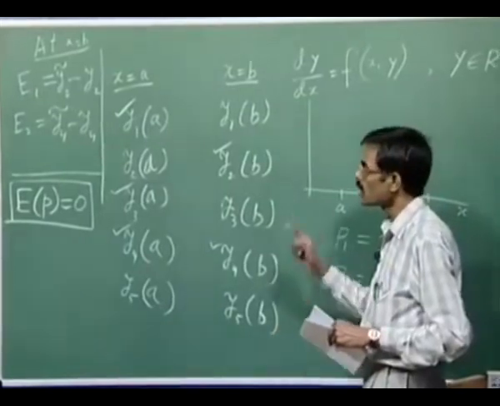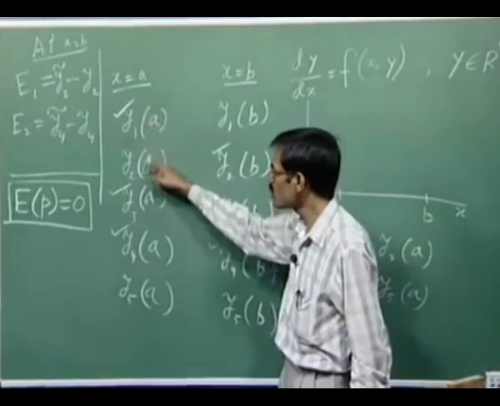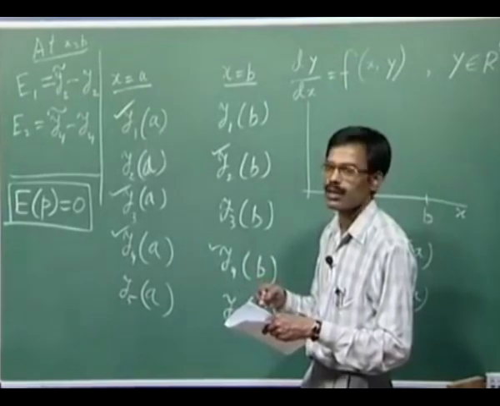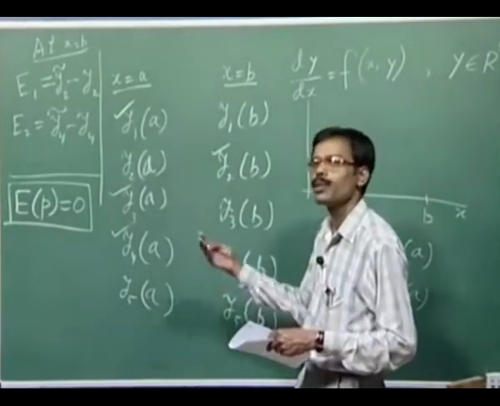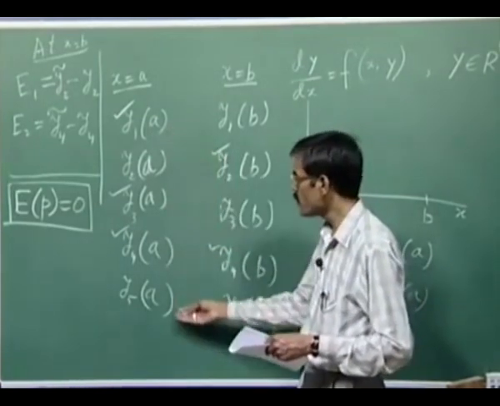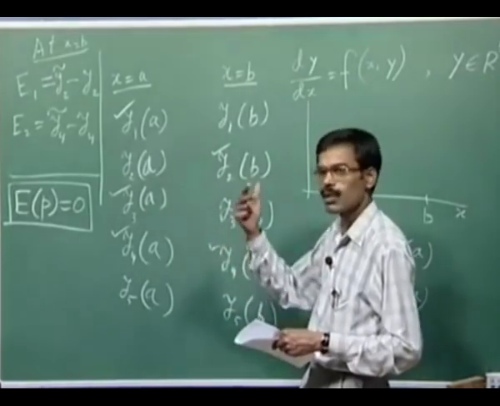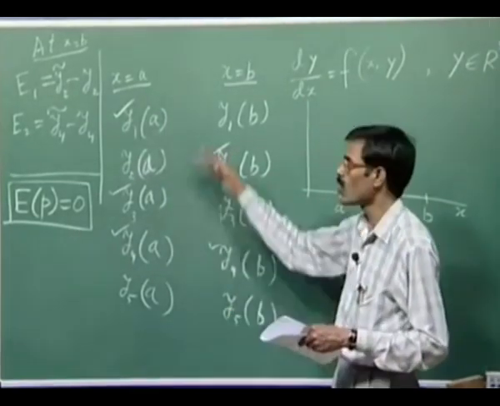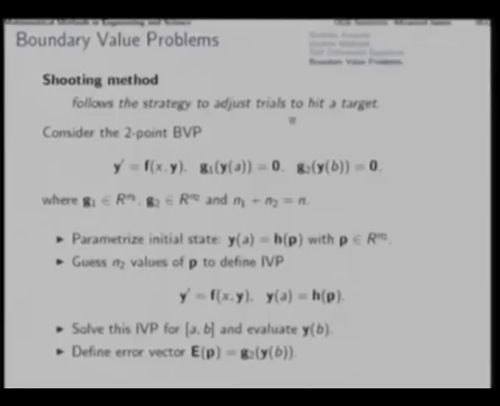Okay. Then also conceptually the problem remains the same, because in that case if there are 3 relationships between these 5 variables, then we can find out 2 parameters in terms of which these 5 can be expressed. Those 2 parameters will be P1, P2, because 5 variables, 3 equations will mean 2 choices in our hand. So, in terms of 2 parameters P1 and P2, we could express all the 5 unknowns or 5 variables. So, in general the shooting method will look like this. It will follow the strategy to adjust trials to hit a target.